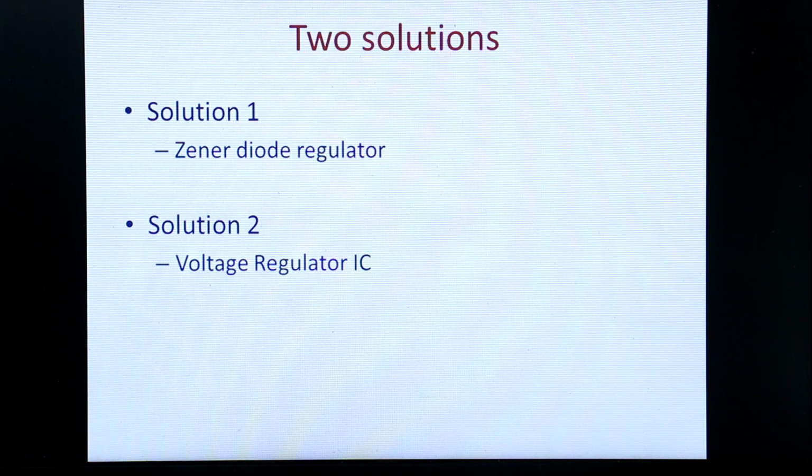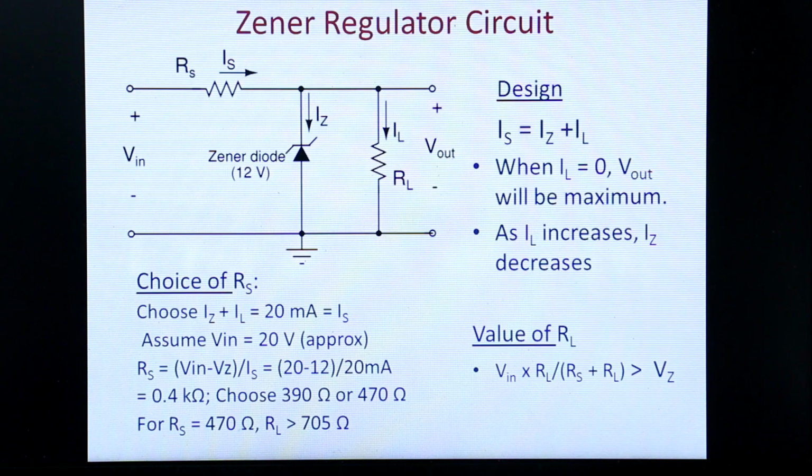In our lab, we have two solutions which are again used in practice. In solution number one, we would use a Zener diode circuit, which we studied, as the regulator. In the second case, we would use an even better regulator, which is a voltage regulator IC. So let's first look at the first solution, which is a Zener regulator circuit.